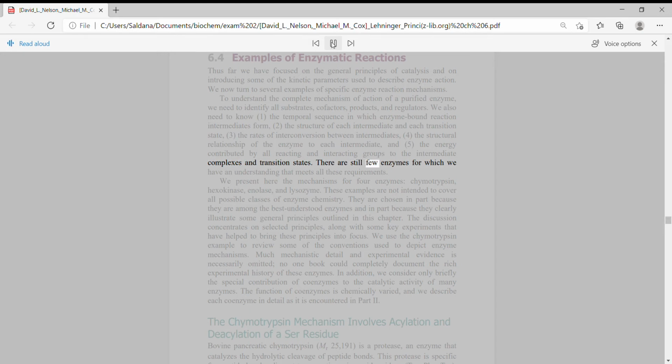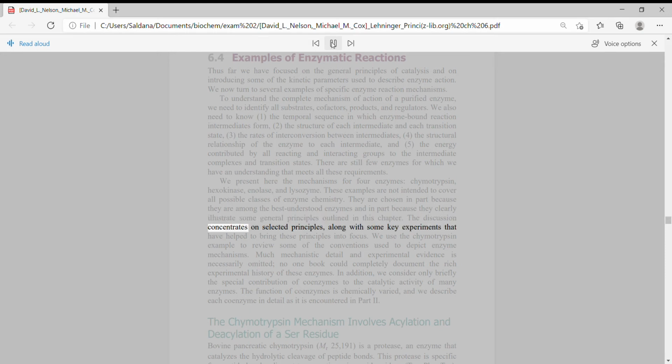There are still few enzymes for which we have an understanding that meets all these requirements. We present here the mechanisms for 4 enzymes: chymotrypsin, hexokinase, enolase, and lysozyme. These examples are not intended to cover all possible classes of enzyme chemistry. They are chosen in part because they are among the best understood enzymes and in part because they clearly illustrate some general principles outlined in this chapter.